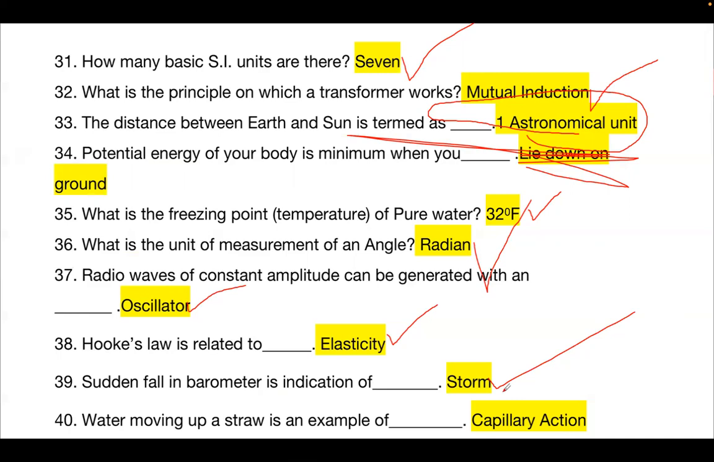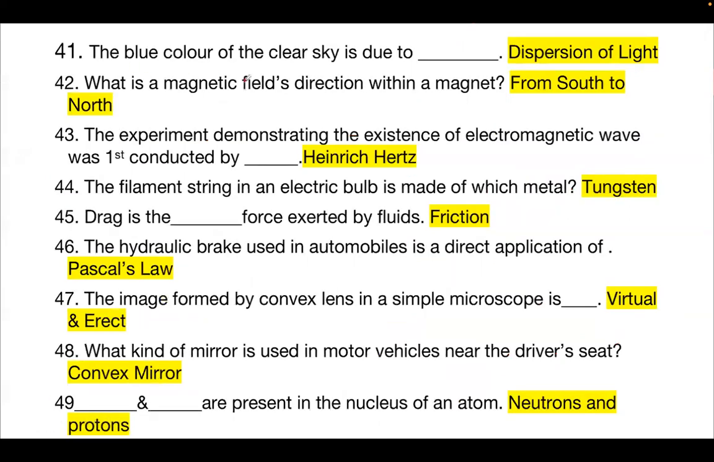So sudden rise of high atmospheric pressure indicates level of mercury. If level of mercury is high, it indicates high atmospheric pressure. Okay. And the next question is, the blue color of the sky is due to dash. So it is due to dispersion of light.